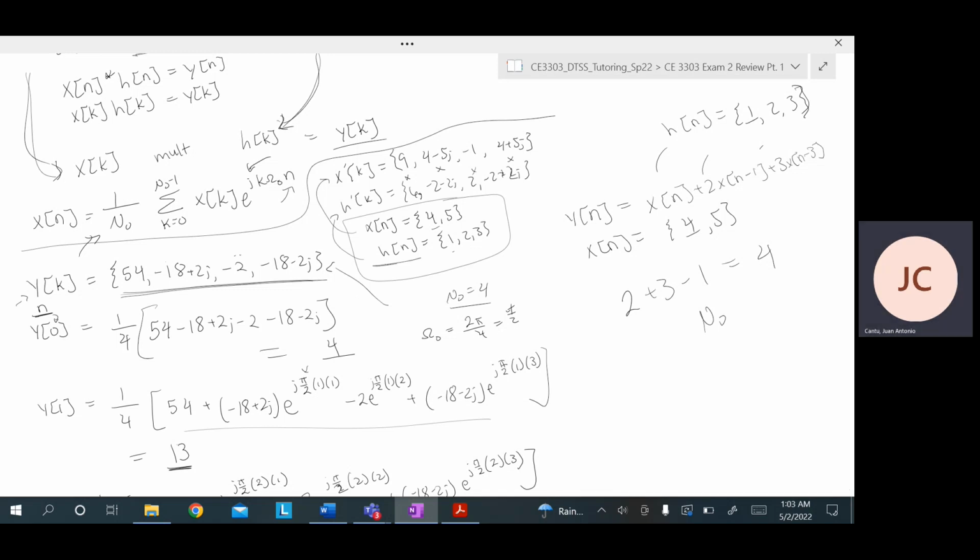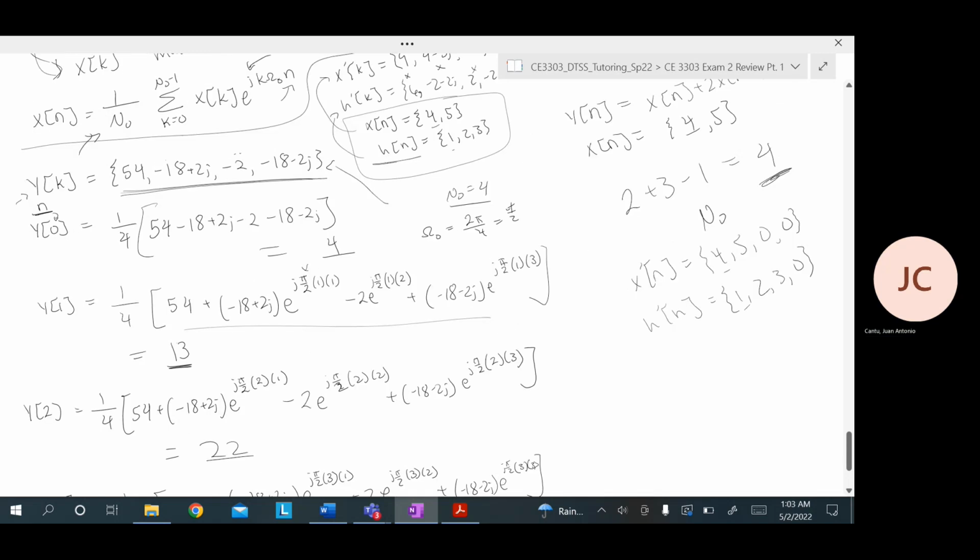So then I need to zero pad everything. So x prime of n is going to become 4, 5, 0, 0. My h prime of n is going to become 1, 2, 3, 0. You zero pad to match the length that y of n is going to be. Now when you do DFT, all your lengths match up. N naught is equal to 4.